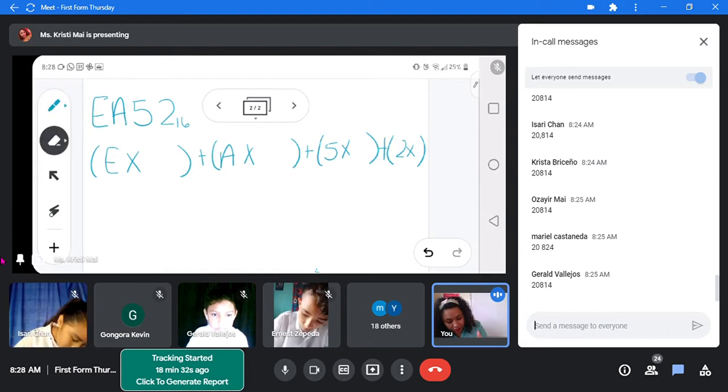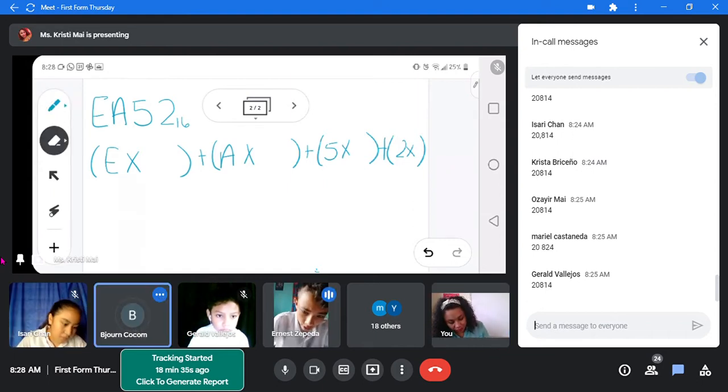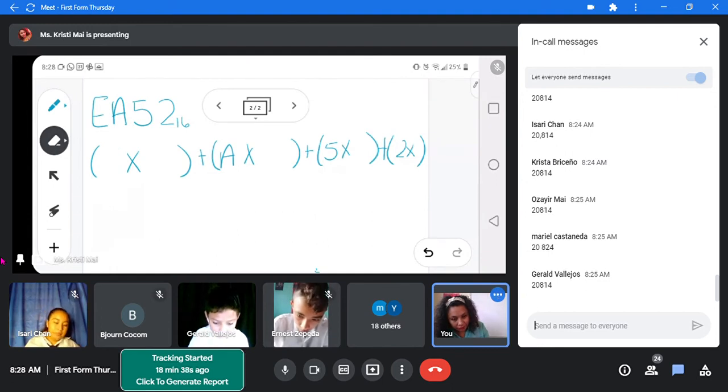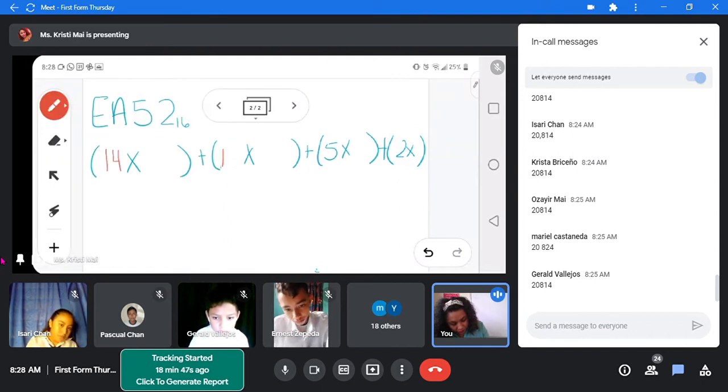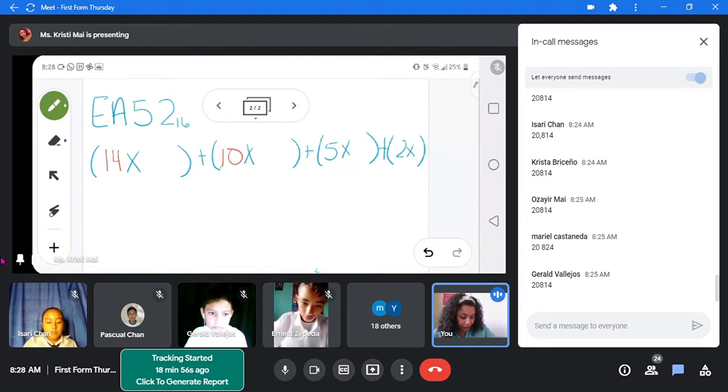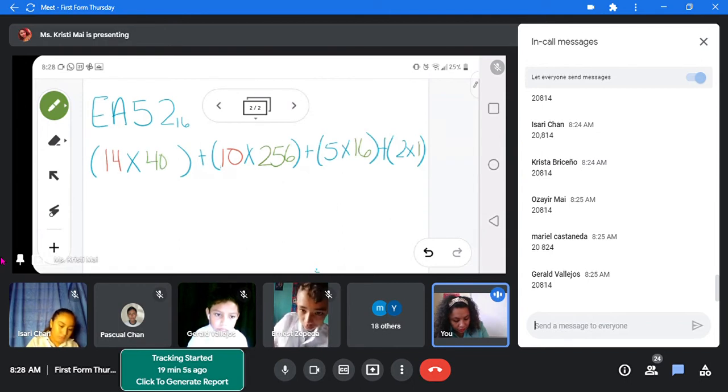So what does the E stand for? 14. And what does the A stand for? Very good. So I am changing those ones to 14 and 10. Now I want to put my numbers, right? So I'm going to start from the last one. 1, 16, 256, and 4096. Yes, are those numbers correct? Very good, okay. Now I want to multiply.